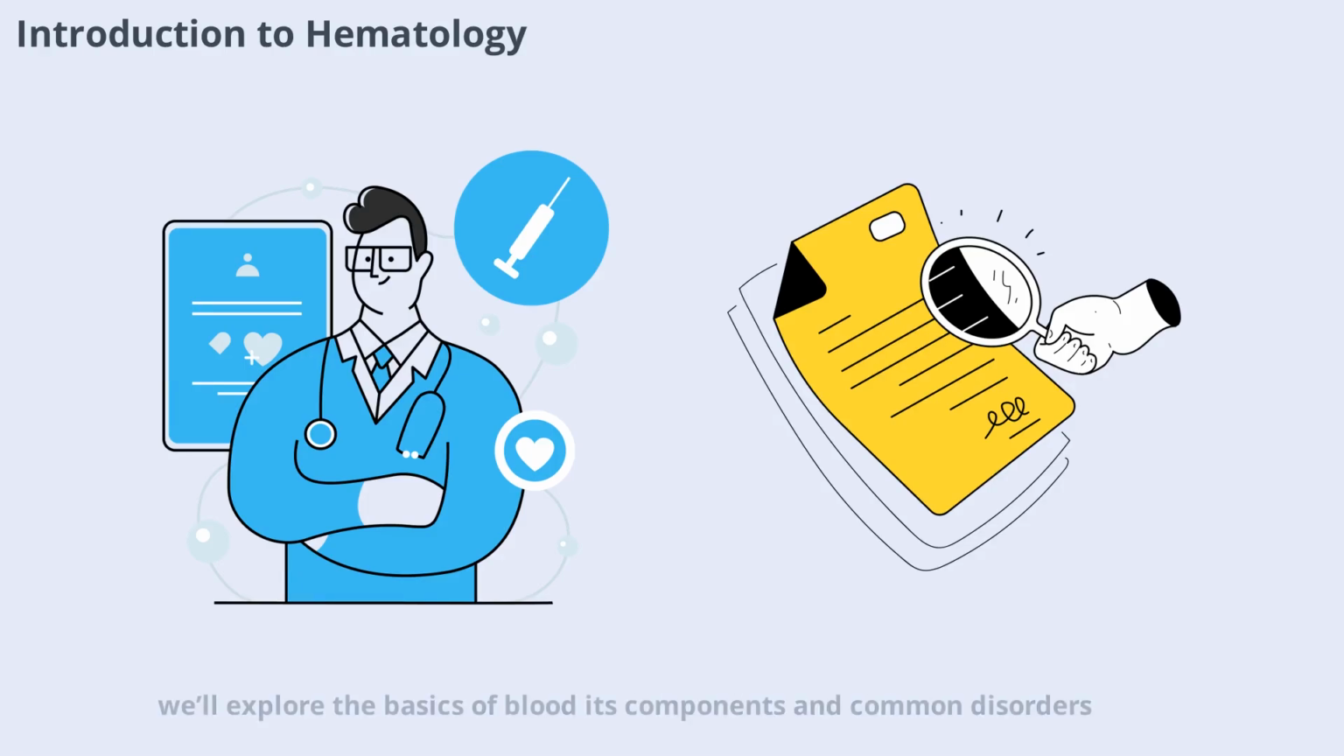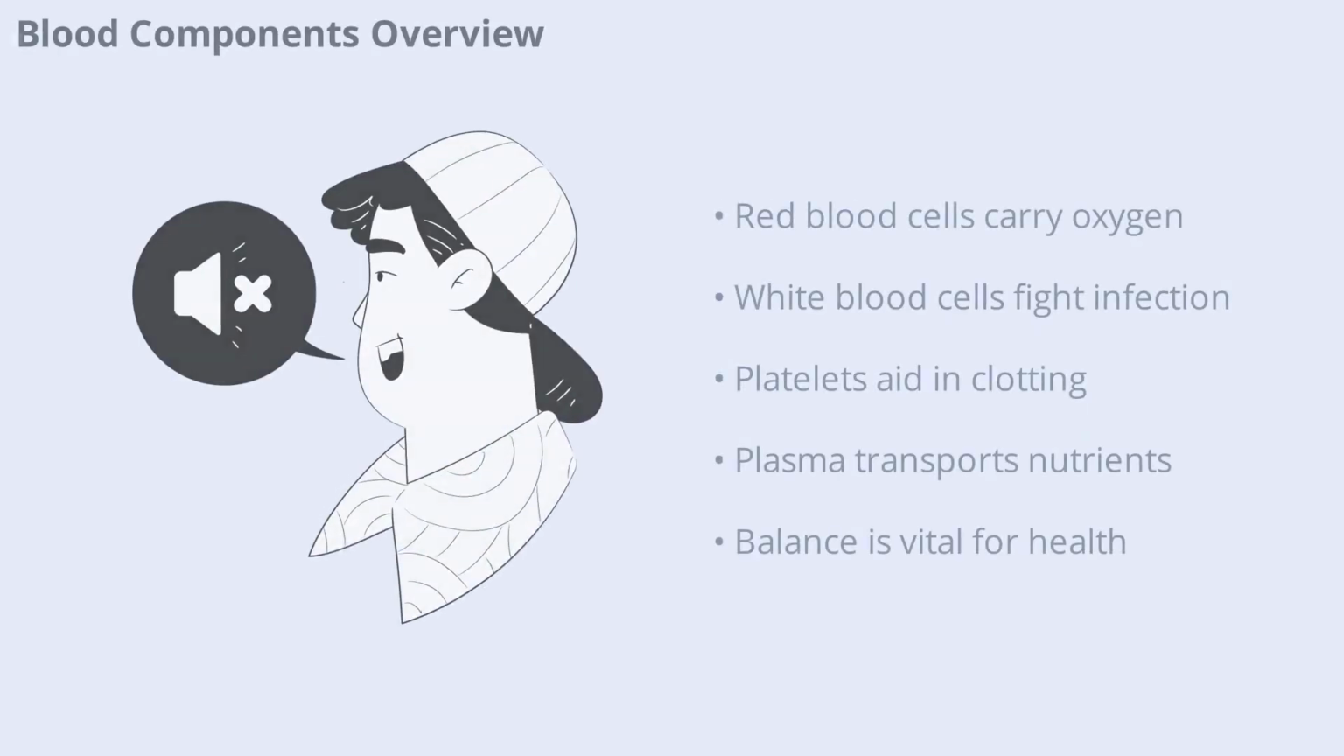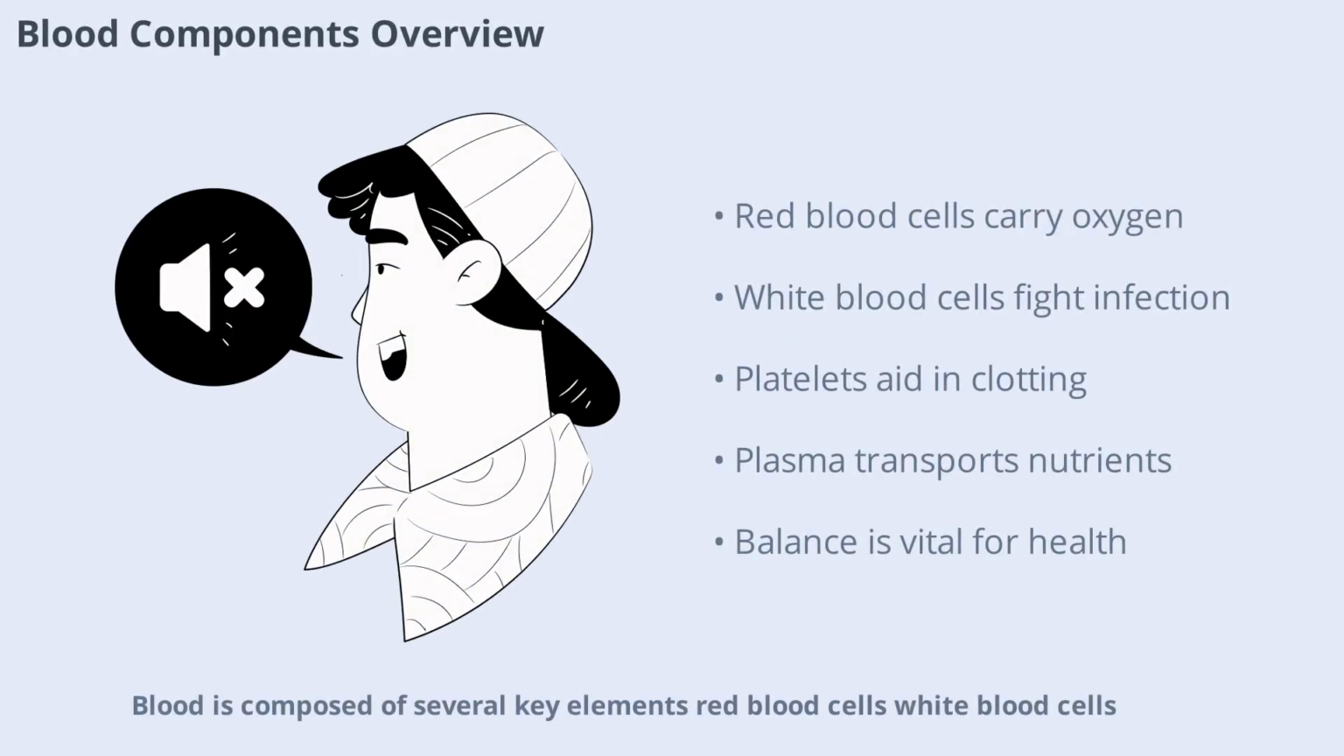In this video, we'll explore the basics of blood, its components, and common disorders, setting the stage for a comprehensive journey into this fascinating field. Blood is composed of several key elements: red blood cells, white blood cells, platelets, and plasma. Each component plays a unique role in maintaining our health. Red blood cells transport oxygen, white blood cells defend against infection, platelets help with clotting, and plasma carries nutrients, hormones, and waste. The balance and function of these elements are essential for overall well-being.